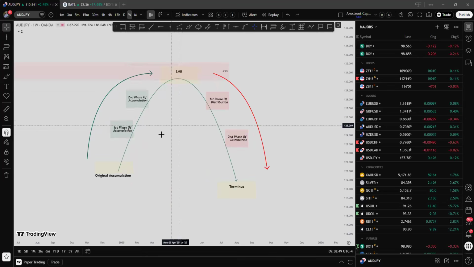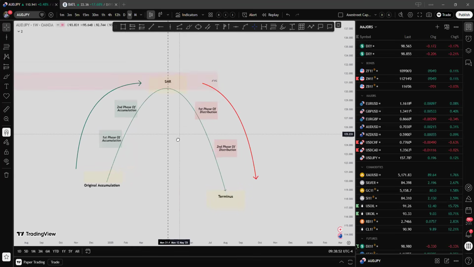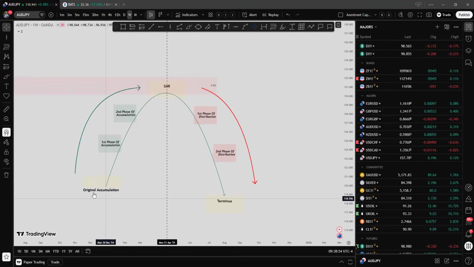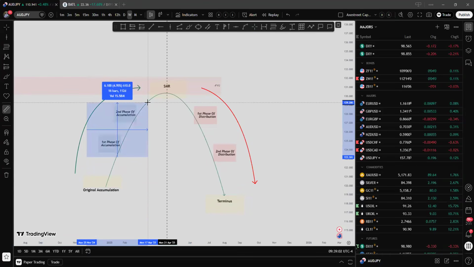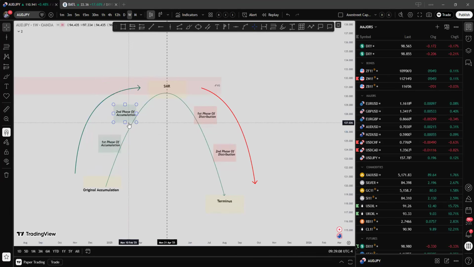That is really not what it's all about, right? It's about the most important things. It's about the original accumulation, the smart money reversal in the higher time frame key level, and then the terminus. These levels in between, they can be numerous, and we can take each and every one of them as a single new trading opportunity. All right.